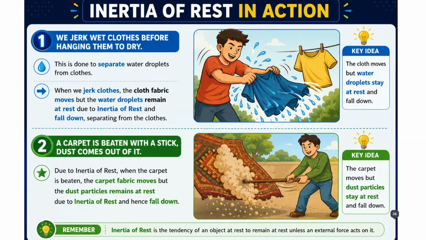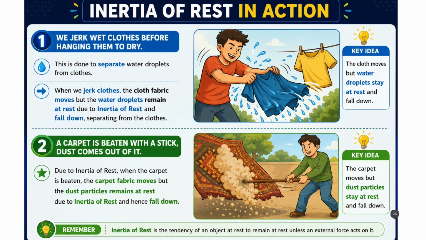When we hit the carpet with a stick, our force makes the carpet fabric move backward or forward, but the dust particles stuck on it want to remain at rest due to inertia of rest. As the carpet fabric moves away from its position, the dust particles are left behind in air, lose their support, and gravity pulls them down to the ground.